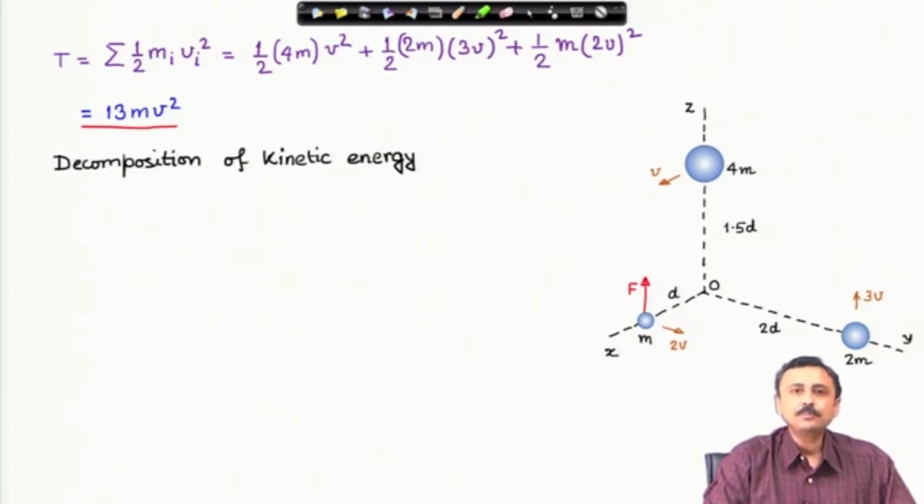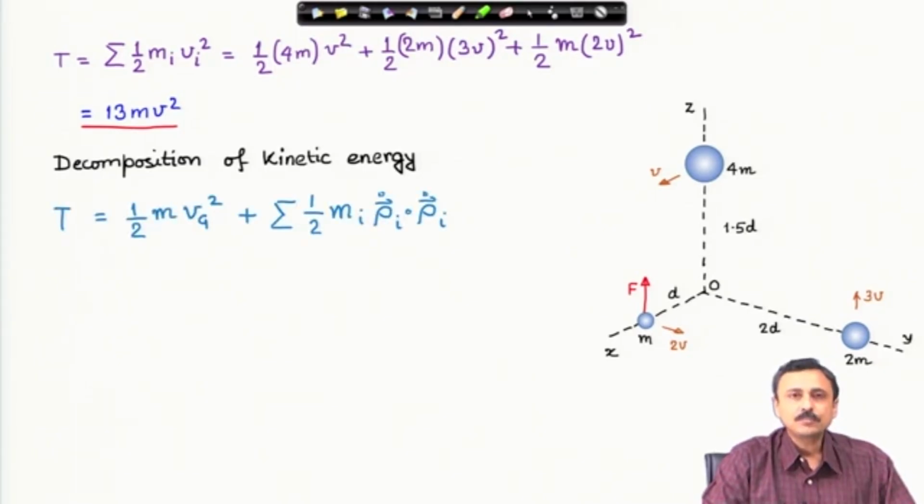Let us look at the decomposition of kinetic energy. This we have discussed in a previous lecture. As we have noted, the net kinetic energy of a system of particles is composed of the kinetic energy of the center of mass with the whole mass concentrated there, plus the kinetic energy of the system of particles about the center of mass because of their motion about the center of mass. So, that constitutes the net kinetic energy of the system.